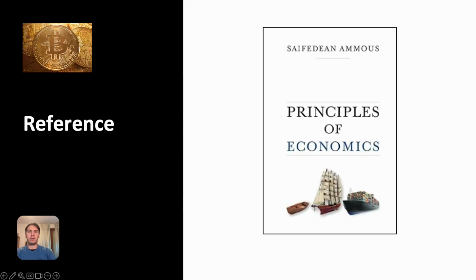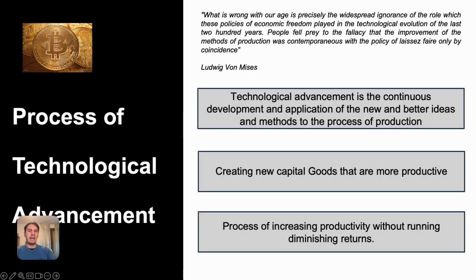The reference book is always the same, the Principles of Economics from Saifedean Ammous, and in particular the 7th chapter of his book. Let's start, as always, by quoting one of the Austrian authors. In this case, it is again Ludwig von Mises.